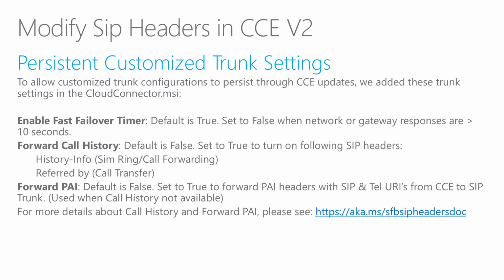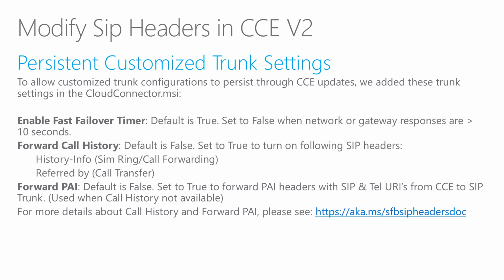Based on feedback we received from customers, there are certain network conditions where the time to receive that 183 progress will be greater than 10 seconds. By setting this to false, we can accommodate slower network or gateway responses and still have calls succeed.